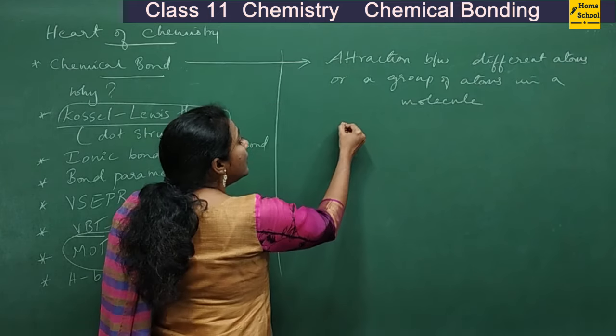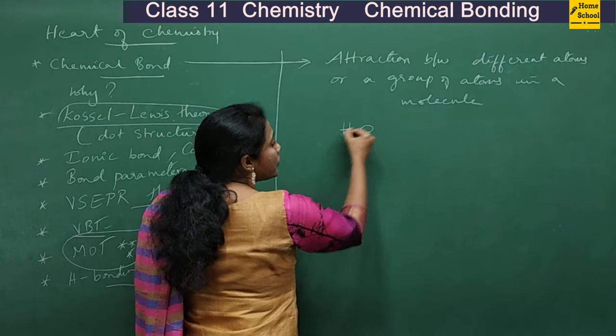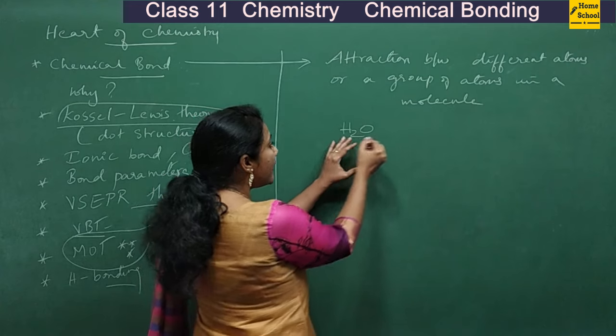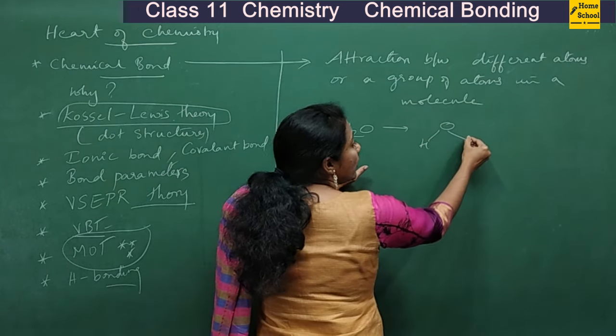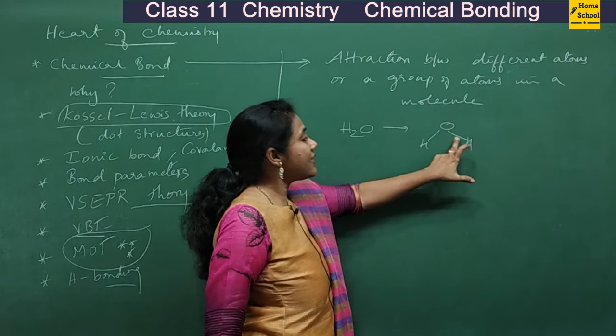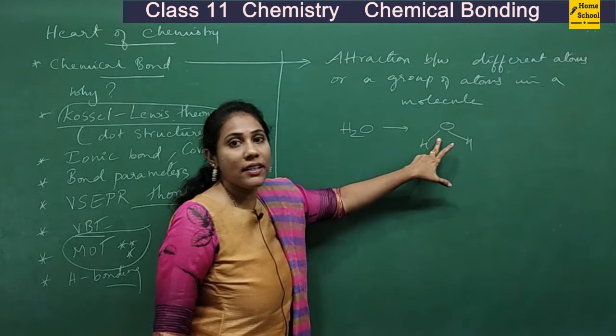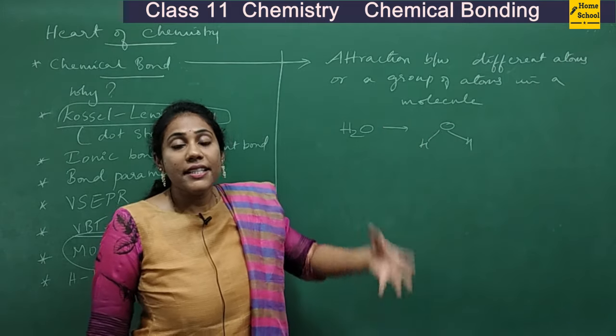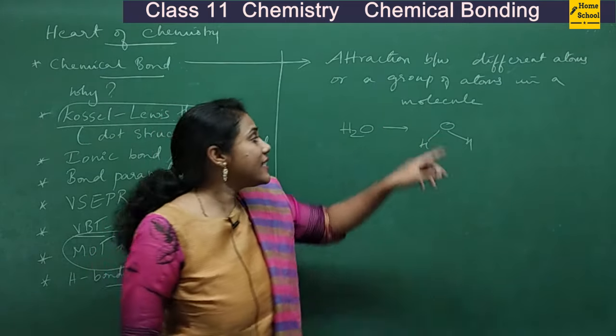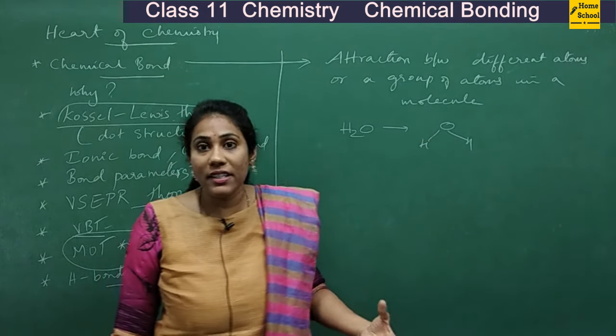For example, imagine you have a molecule H2O. If you have to elaborate and write, we write H2O like this. So what are these lines? They are called bonds. Bond is nothing but an attraction. Chemical attraction is indicated by bonds.